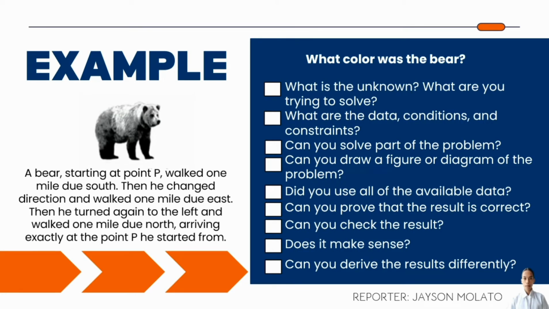So let's try to solve this. A bear starting at point P walked 1 mile due south, then he changed direction and walked 1 mile due east, then he turned again to the left and walked 1 mile due north, arriving exactly at the point P he started from.